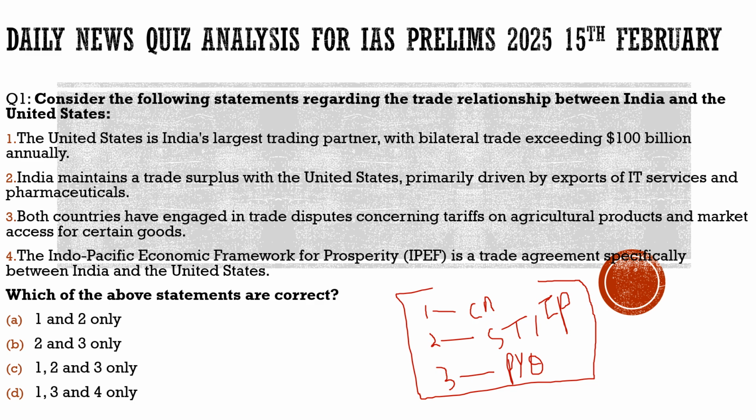Now without any delay, let's have a look at the first question which we have brought today. As you can see on the screen, the question is about India-US trade relations. You might be wondering why we brought this question: because our Prime Minister is in the US right now and he met Donald Trump there.